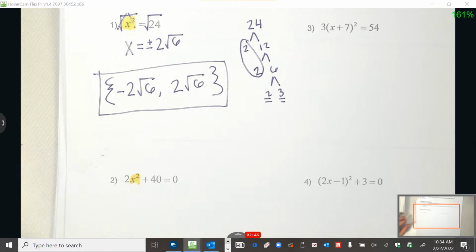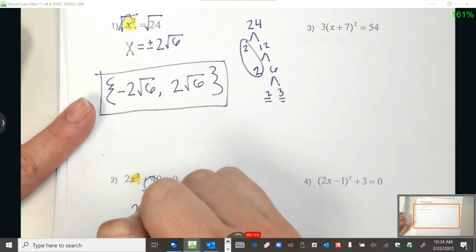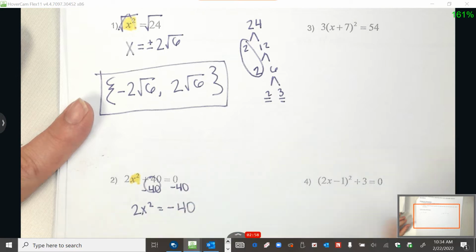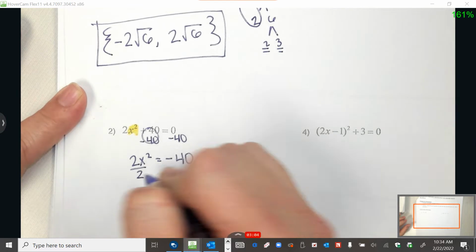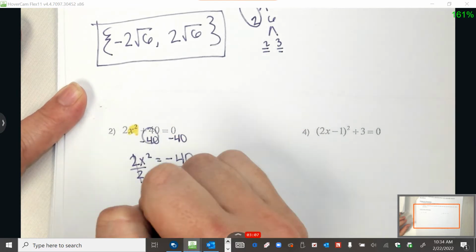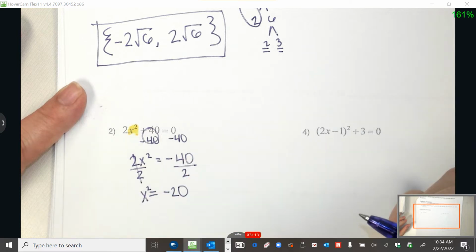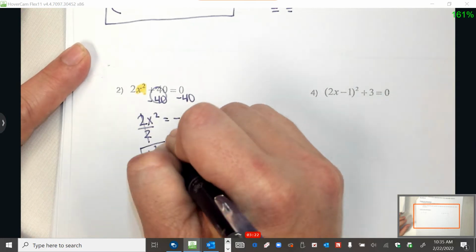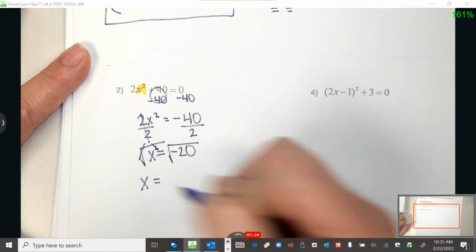So what do I need to do to get that alone? Minus 40. And I get 2x squared equals negative 40. Now what? Divide both sides by 2. And I get x squared equals negative 20. Now what do I do now that it's alone? Square root both sides. So when I take the square root of both sides, the square root cancels the squared, and I get x equals.